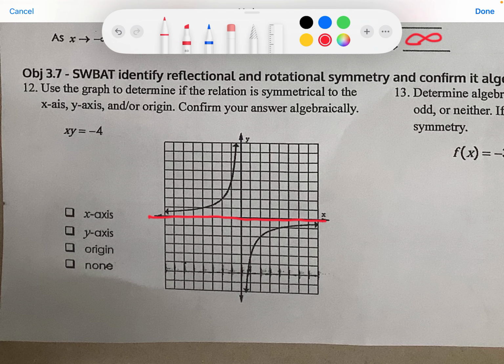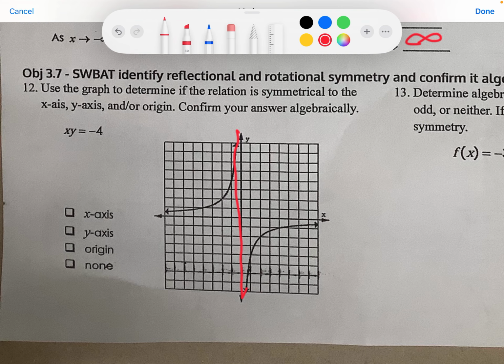Okay, so x is this. If I look over here and I try to flip that to the other side of the x-axis, it lands in no man's land. There's nothing there. It doesn't have a reflection over on that side. So it does not have x-axis symmetry. So this one's out.